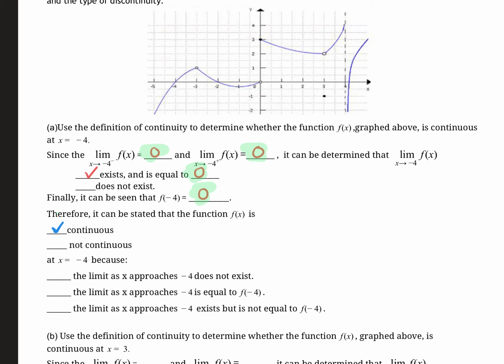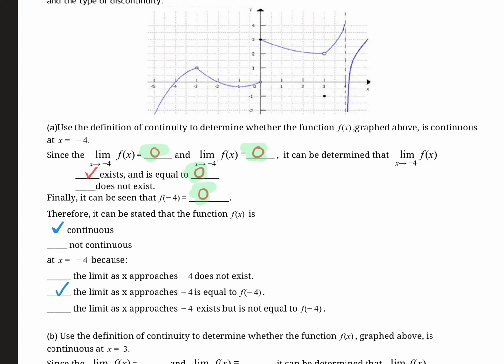The limit as x approaches -4 does not exist. Well, we said it did exist, so it's not that one. The limit as x approaches -4 is equal to -4. That's true. Or the limit as x approaches -4 exists, but is not equal to f of -4. That's not true. So if it is actually continuous, it's going to be this middle choice here. The limit as x approaches -4 is the same as the function's value at -4.